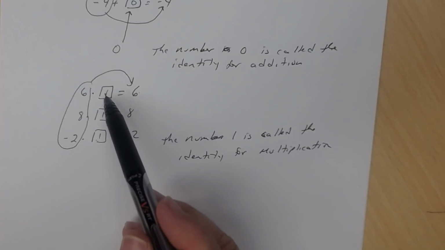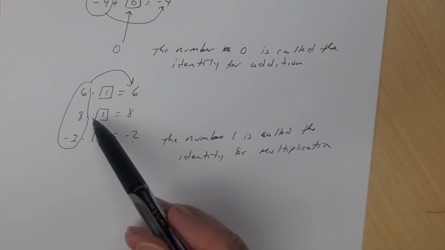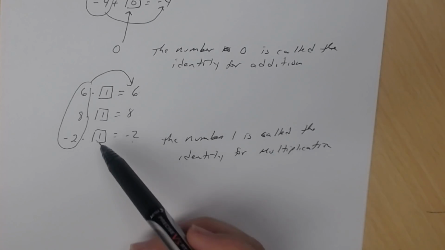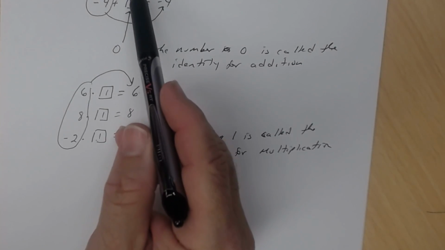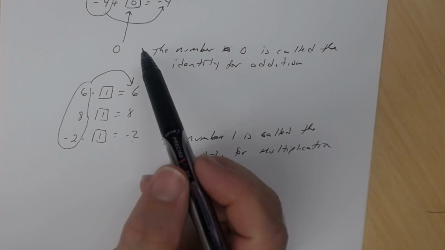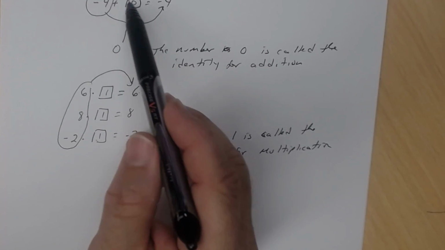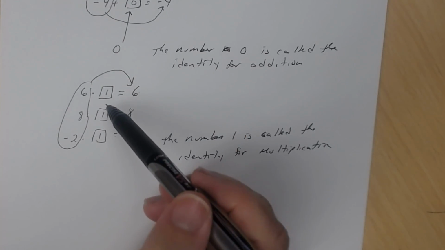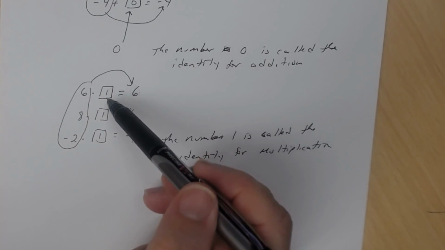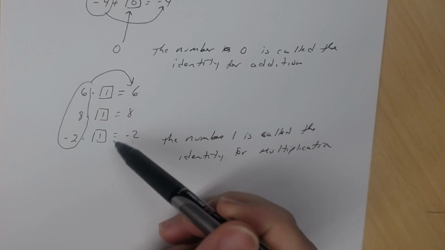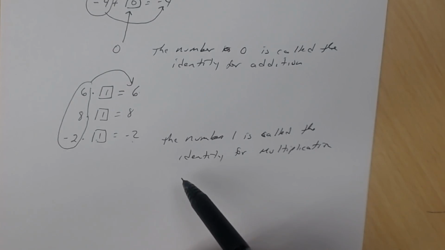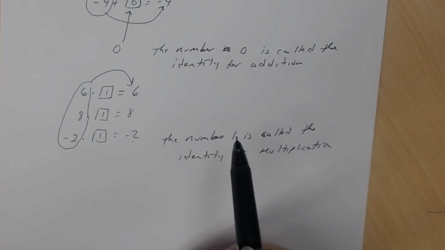Okay, so basically the identity of real numbers is not changed in either of these cases. So 3 plus 0, you get 3 back. It's not changed. It's still 3. -4 plus 0 is -4. It hadn't been changed. 6 times 1 is 6. 6 hasn't been changed. 8 times 1 is 8. 8 hasn't been changed. So hence the idea of identity, identical.